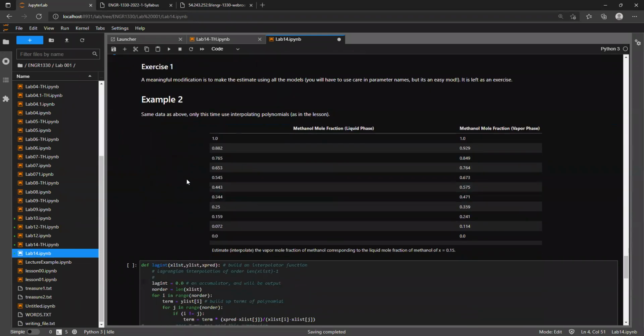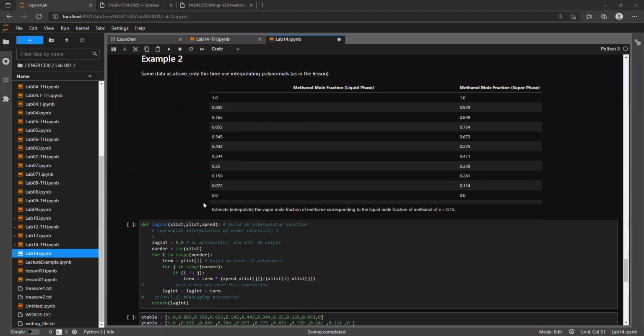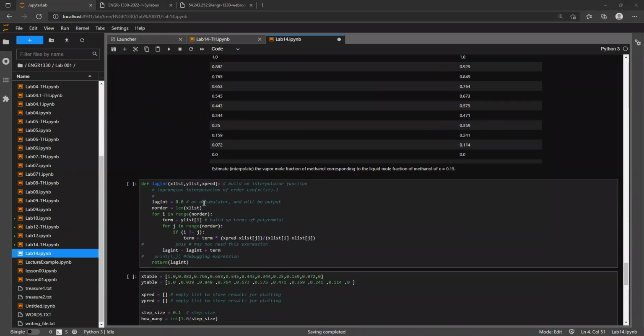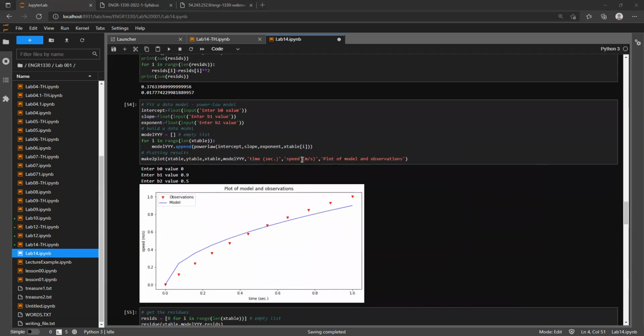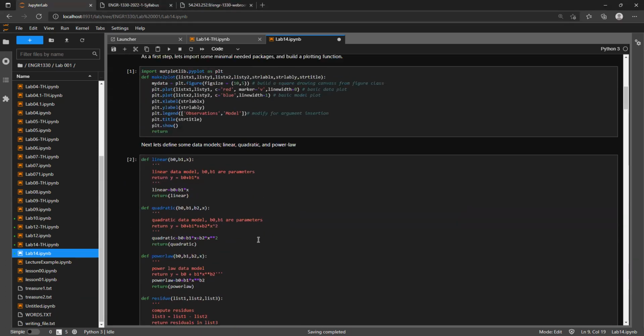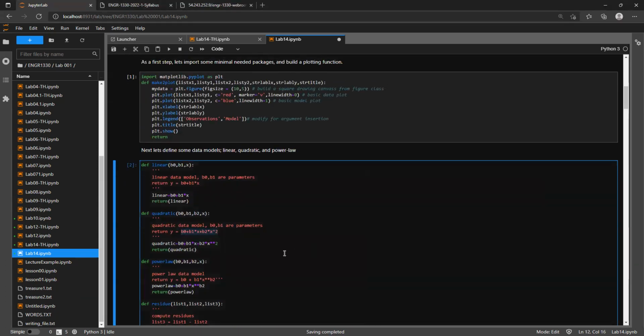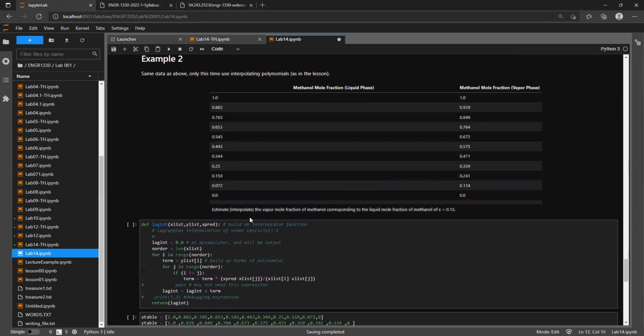Let's look at example 2. We have the same data above. This time, we're going to use interpolating polynomials as in the lesson. So interpolate is a verb, and polynomial is a formula like this. So what does it mean to interpolate a polynomial? Let's go from one to the next until you have the one you want. So that's what we're going to do.